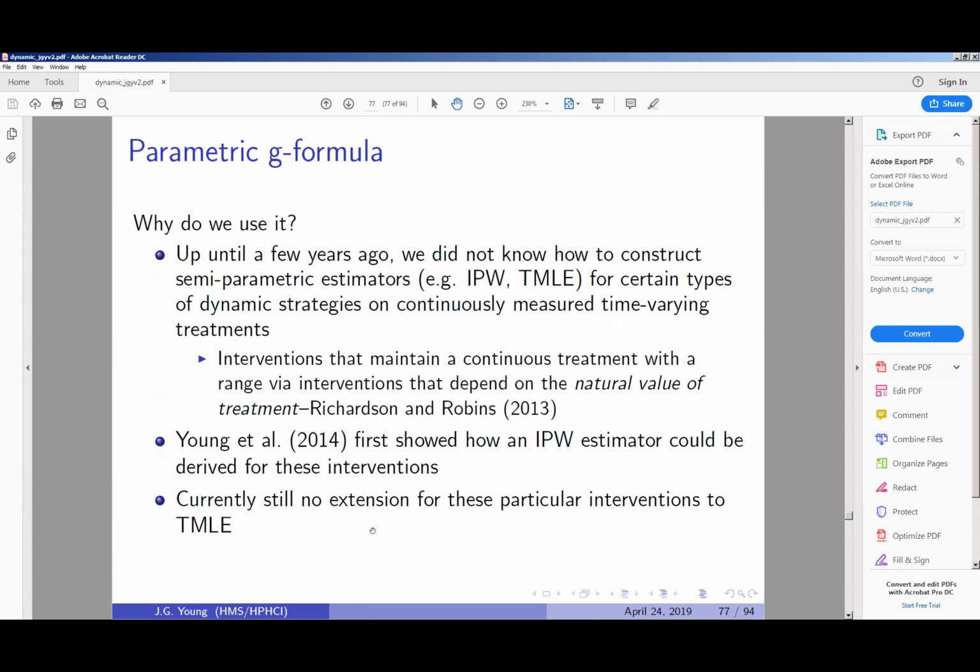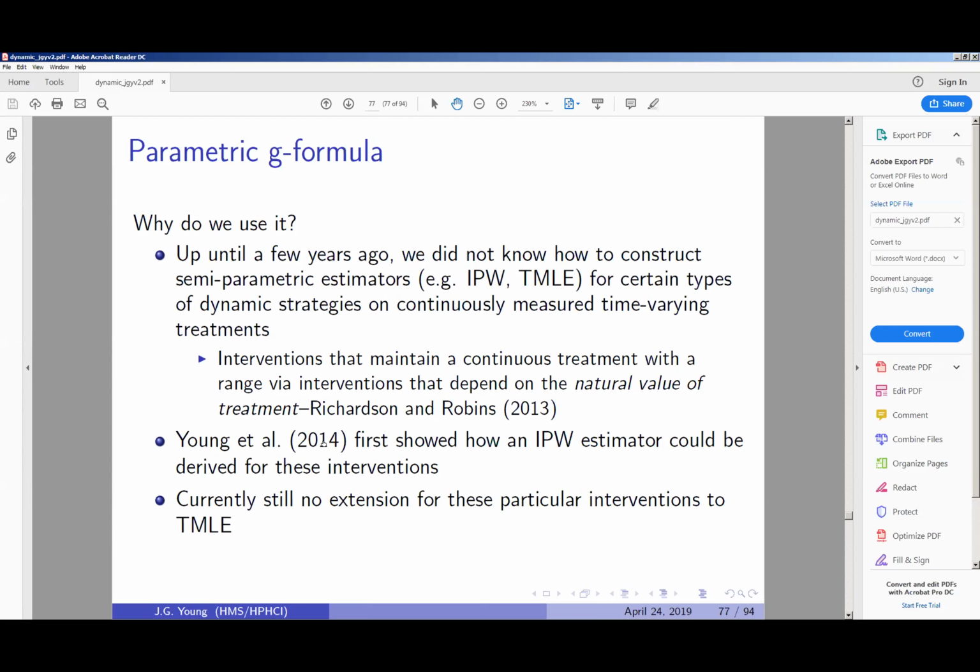So given all of these problems, why would we use this? One of the reasons is historical. Up until a few years ago, we didn't know how to construct semi-parametric estimators at all, IPW or TMLE, for certain types of dynamic strategies. These strategies were called interventions that depend on the natural value of treatment. I don't have time to get into the reasons here, but you can look at some of these papers, this one and this one, if you're interested in why we might want to consider these interventions.